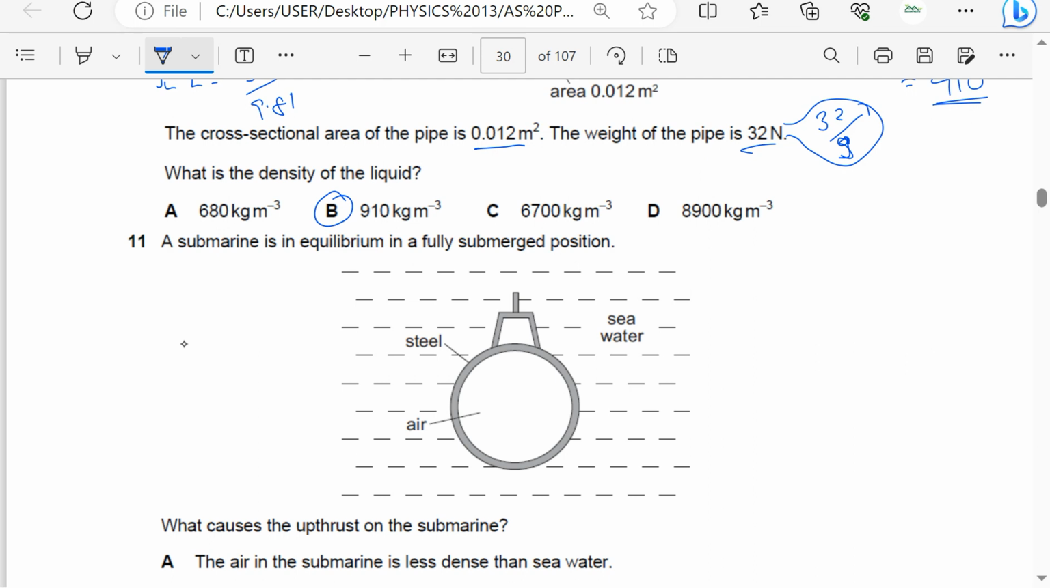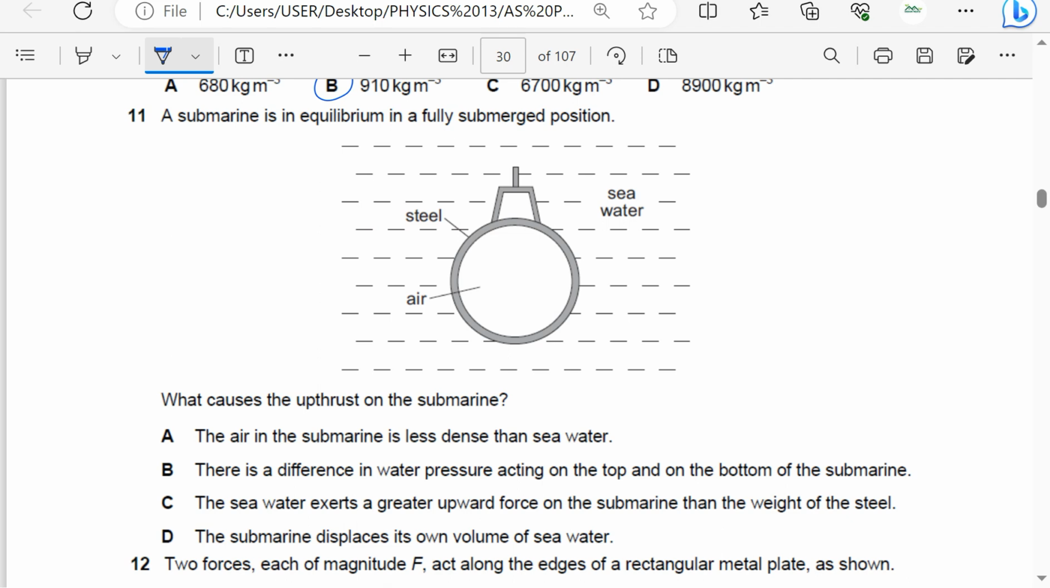A submarine is in equilibrium in a fully submerged position. What causes the upthrust of the submarine? Of course, we know upthrust is equal to cross-sectional area times difference in pressure. This is cross-sectional area times difference in pressure, that is density times g times difference in height.